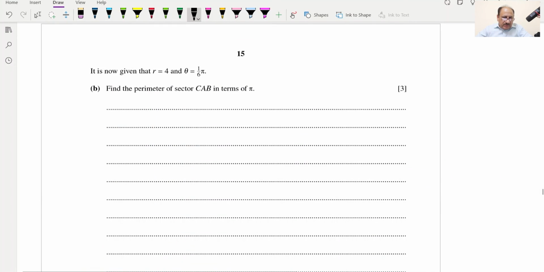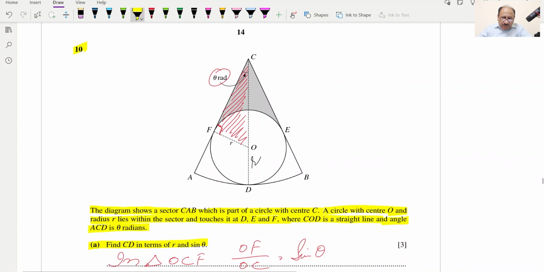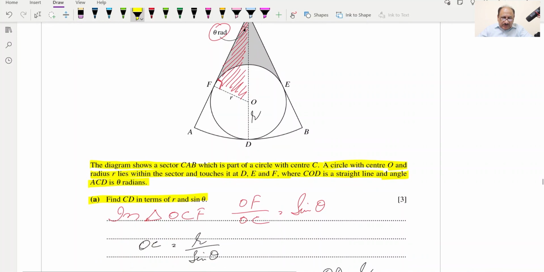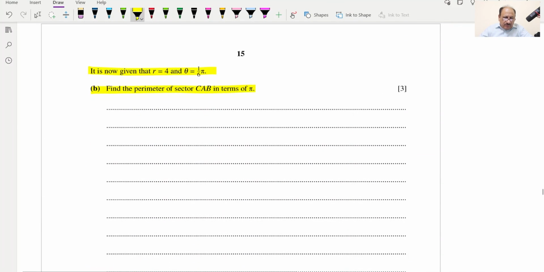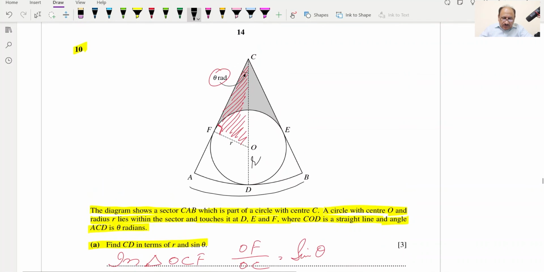Now they are saying it is now given that r value is 4 and theta is pi by 6, and what we have to do is find the perimeter of the sector CAB in terms of pi. So sector CAB will comprise AC and BC, or you can say 2 of CD. We already found CD, so perimeter of sector CAB will be equal to 2 into CD plus arc AB. This arc will be this one.